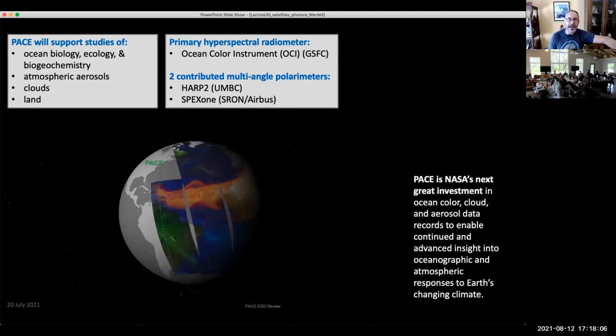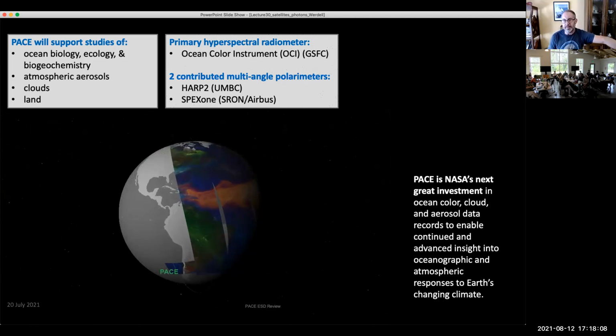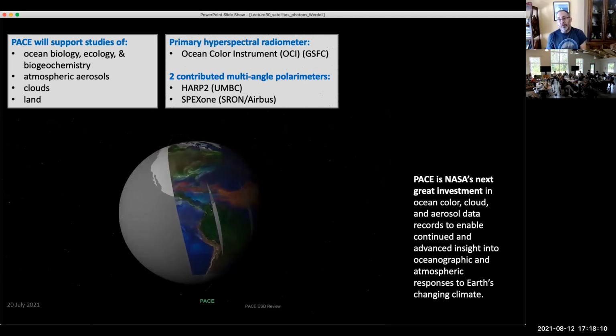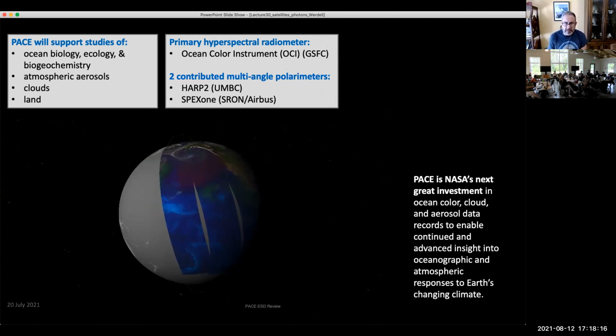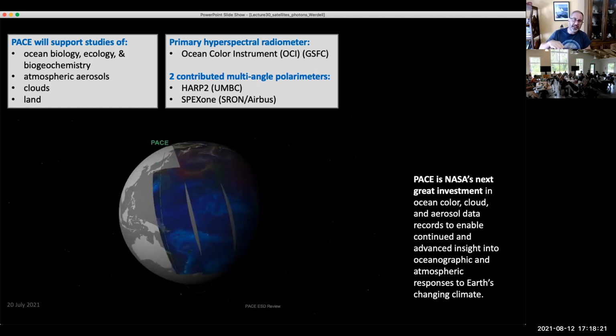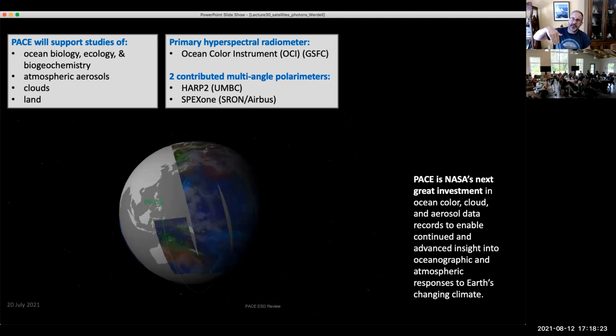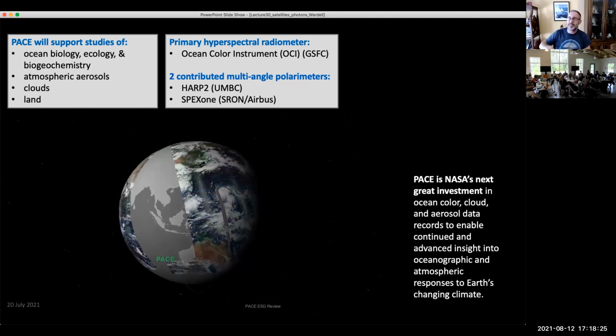That's being built at Goddard. And it's the only required instrument on the payload. We're fortunate enough to have 2 contributed multi-angle polarimeters. I think you talked about polarimetry previously in the class. That's wonderful. This is a way to do it from space while studying polarimetry at different viewing angles, where ocean color instruments typically only have 1.